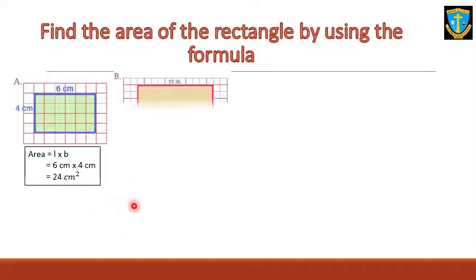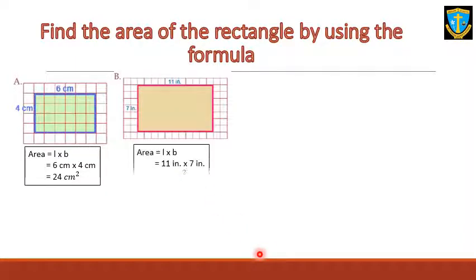Let's take another example. Here it is 11 inches and 7 inches. 11 inches will be the length and 7 inches will be the breadth. So 11 by 7 will give you 77 inch square.